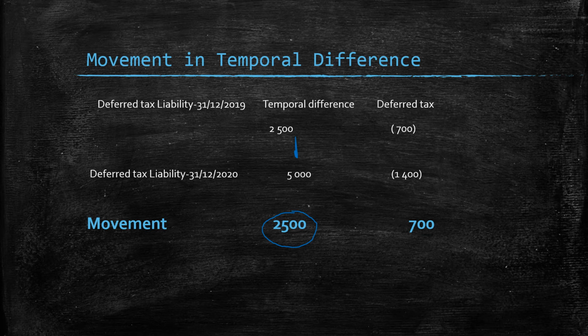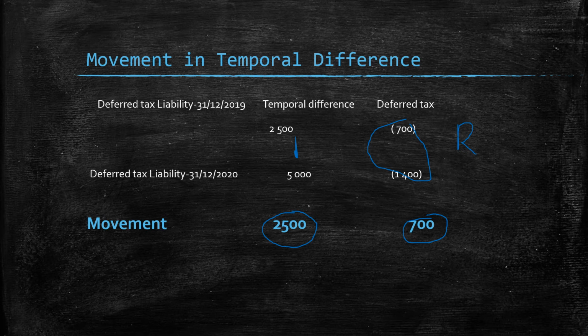I don't know why I'm always saying 5,000 rands. And I do use the currency rands because I'm in South Africa, so our official currency is rands, right? Then the movement in our deferred tax is the difference between the two, which is going to be 1,400 minus 700, which gives us a deferred tax of 700 rands.